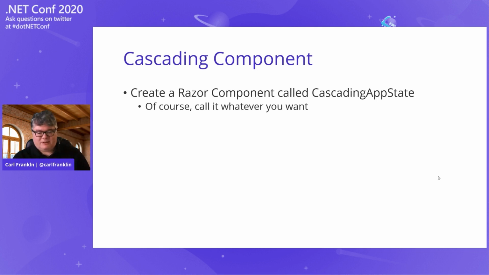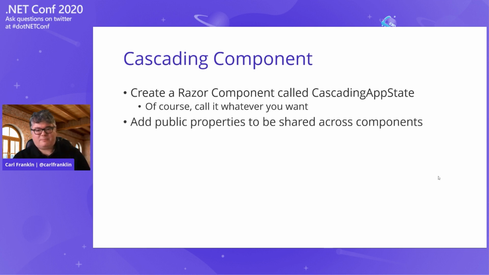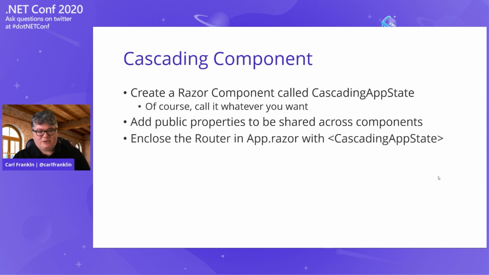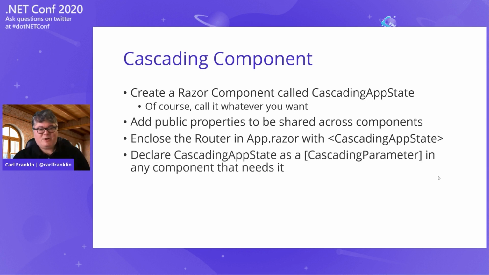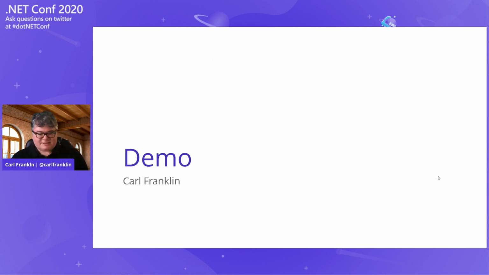Of course, you can call it whatever you want. You add public properties to be shared across components. And then you enclose the entire router in App.razor with this cascading app state. And then anywhere you want to use it, you declare it as a cascading parameter. All right, so let's look and see what that looks like here.